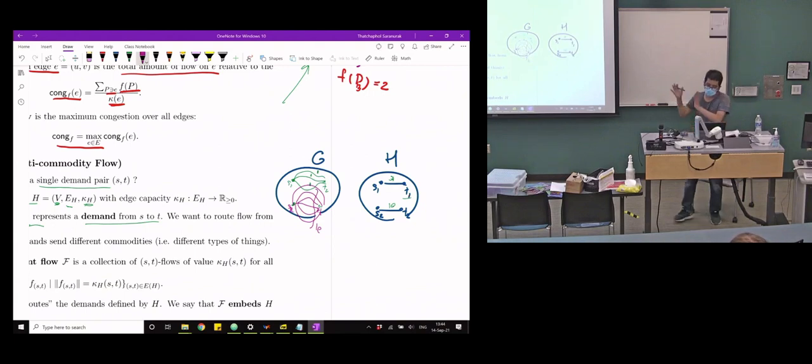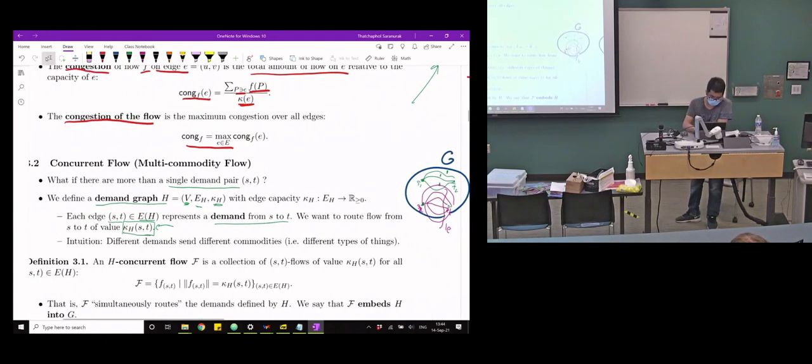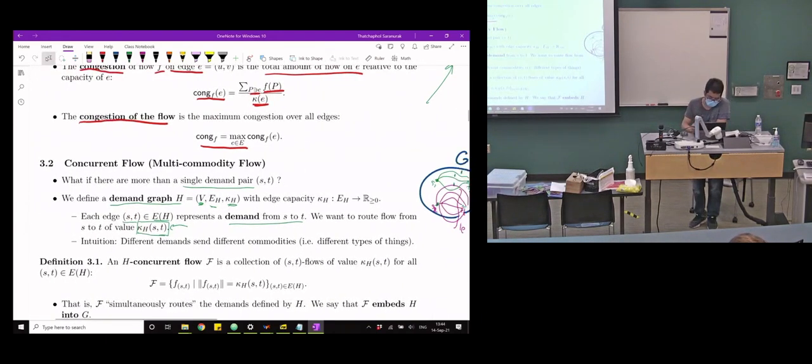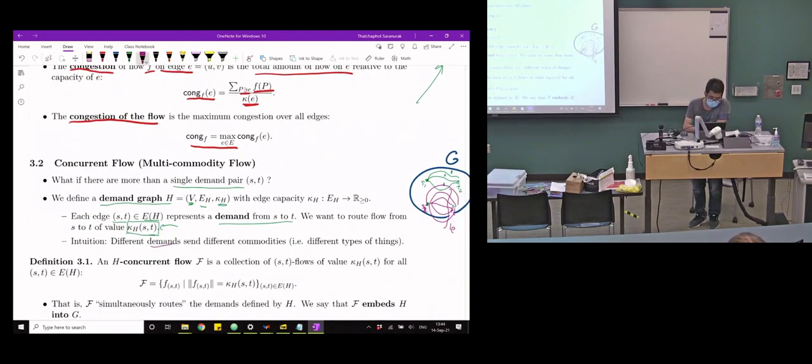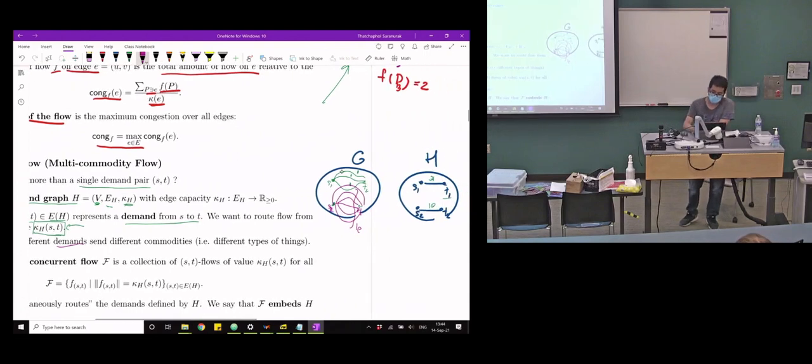So H is the demand that you want to satisfy. And you should really think of each demand as a totally different kind of thing. Let's say the first demand here is maybe oil, and this one is water, like different things. Okay, that's the picture that you should have in mind.